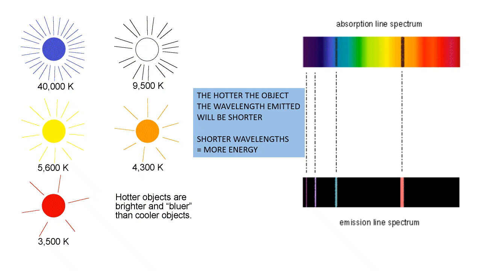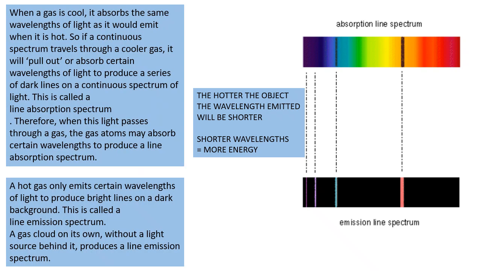Let's talk about the absorption line and the emission line spectrum. Okay, so when a gas is cool, it absorbs the same wavelengths of light as it would emit when it is hot.